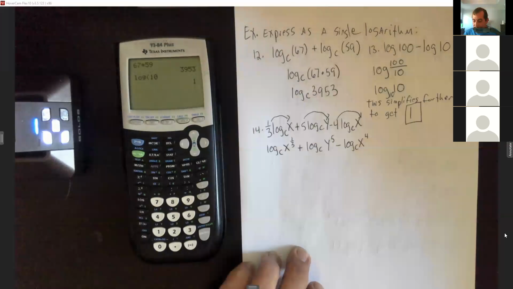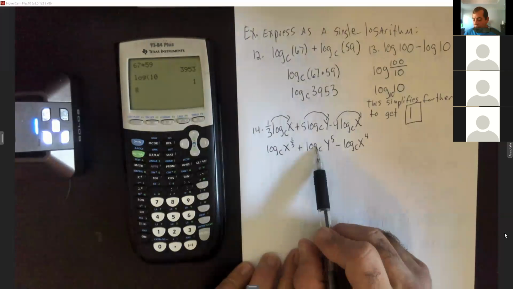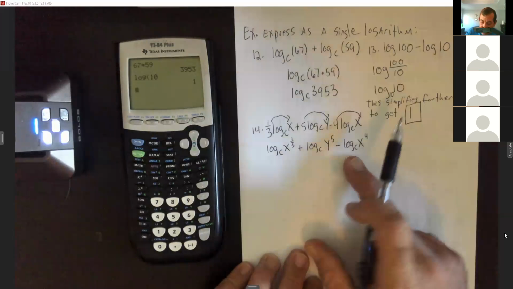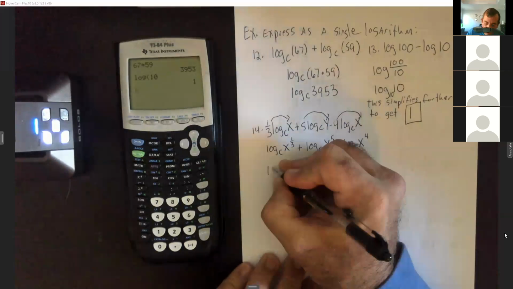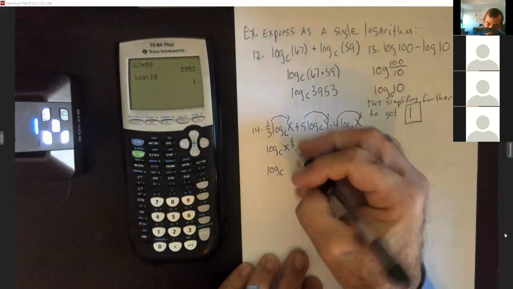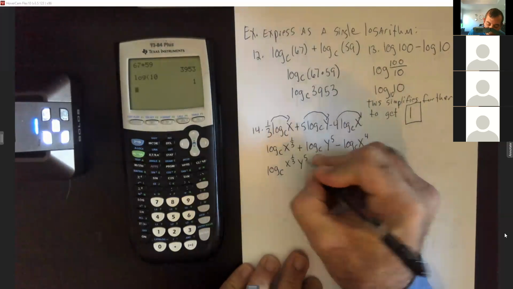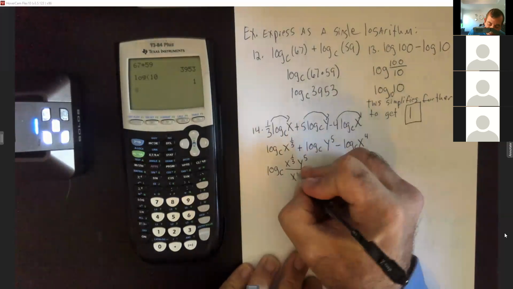Now remember, if they're positive when I rewrite them, they'll be on top. If they're negative, they'll be on the bottom. So we're going to break out this log base C. On top of my fraction, I got an x to the 1/3, a y to the 5th, all over x to the 4th.